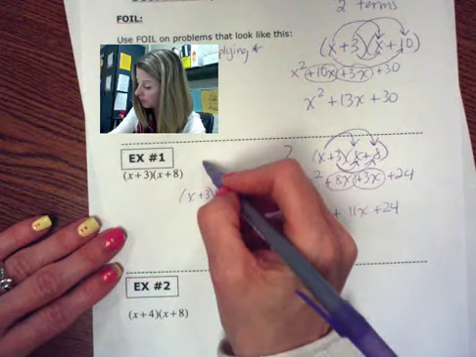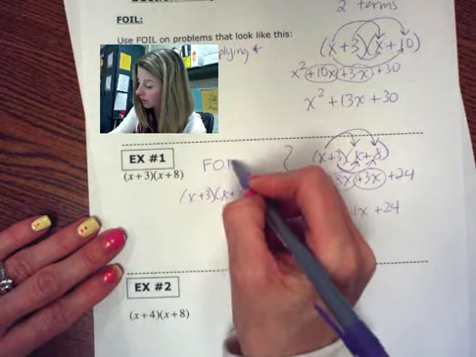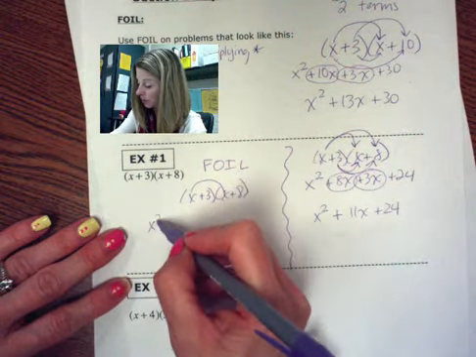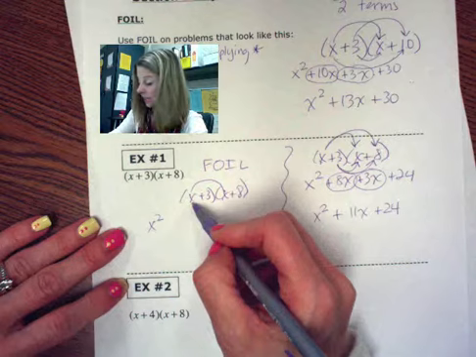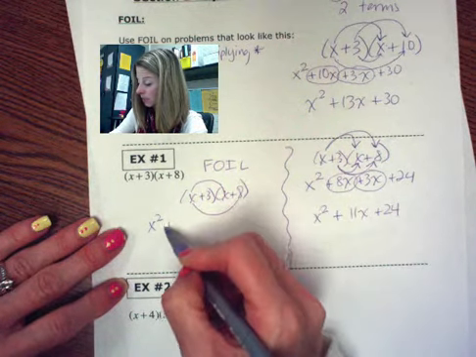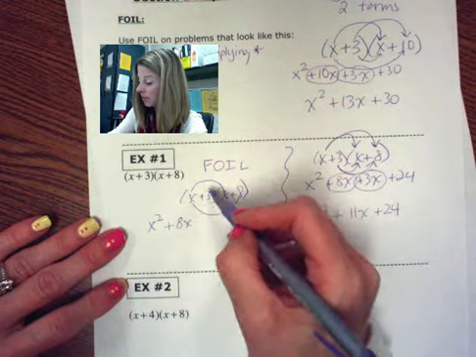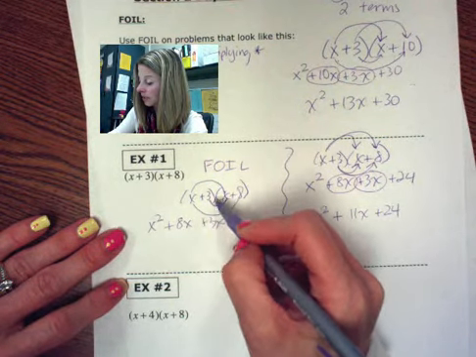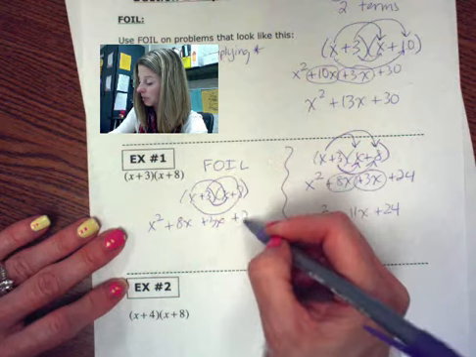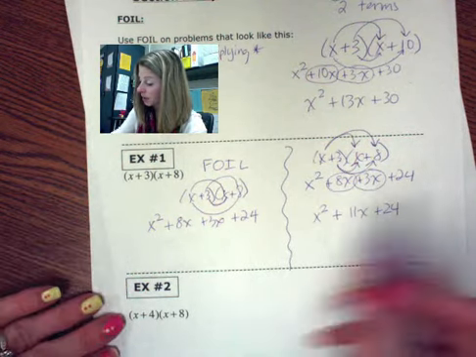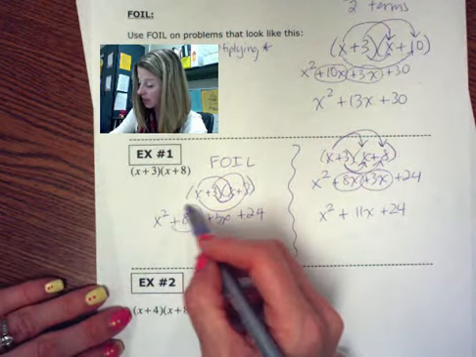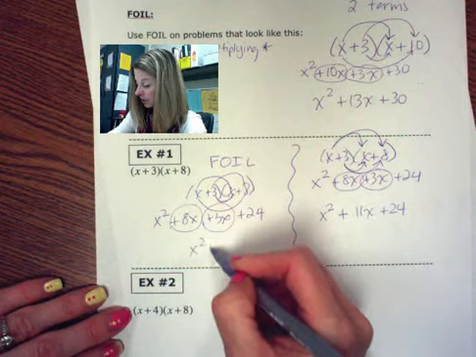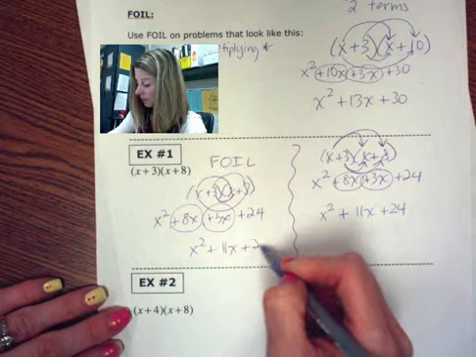Okay, FOIL would be the first, the outer, the inner, the last. So the first two terms are x and x, that's x squared. The outer would be x and 8, so there's my plus 8x. The inner is 3 and x, so plus 3x, and the last would be 3 times 8, plus 24. So I will arrive at the same thing because my 8x and my 3x will combine together. So x squared plus 11x plus 24.